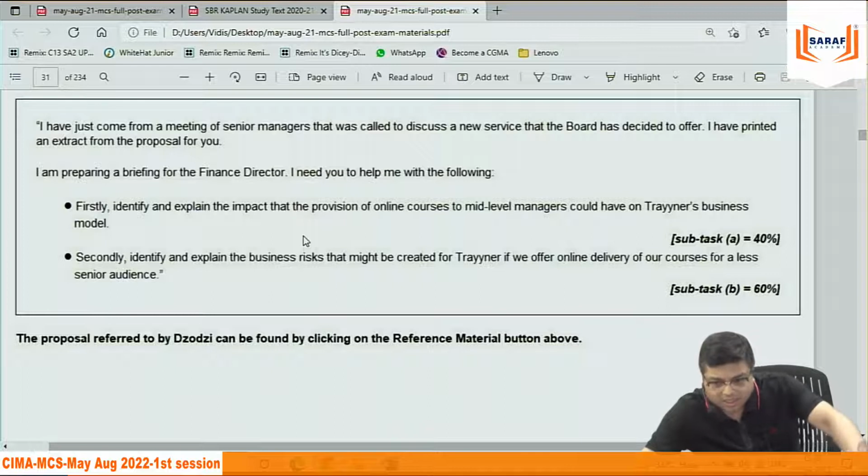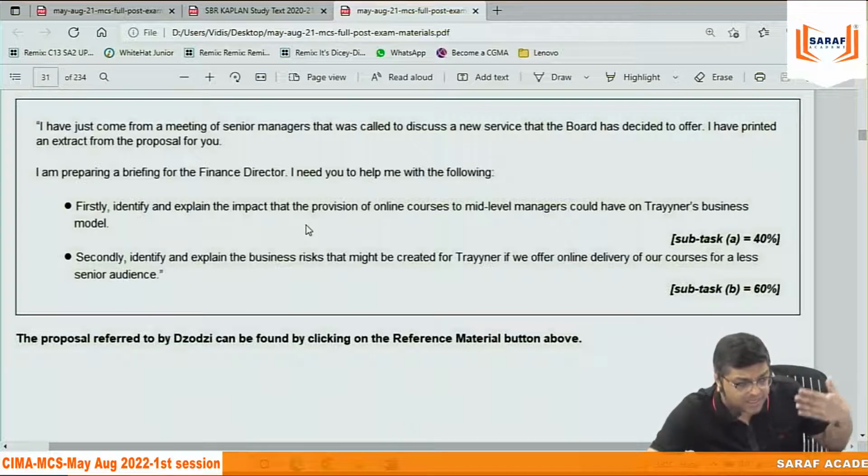Even though the case study answer is to be given assuming there is no Corona, a normal business situation, can the company change their business model? Can they go for online mode? What will be the advantage, disadvantage?